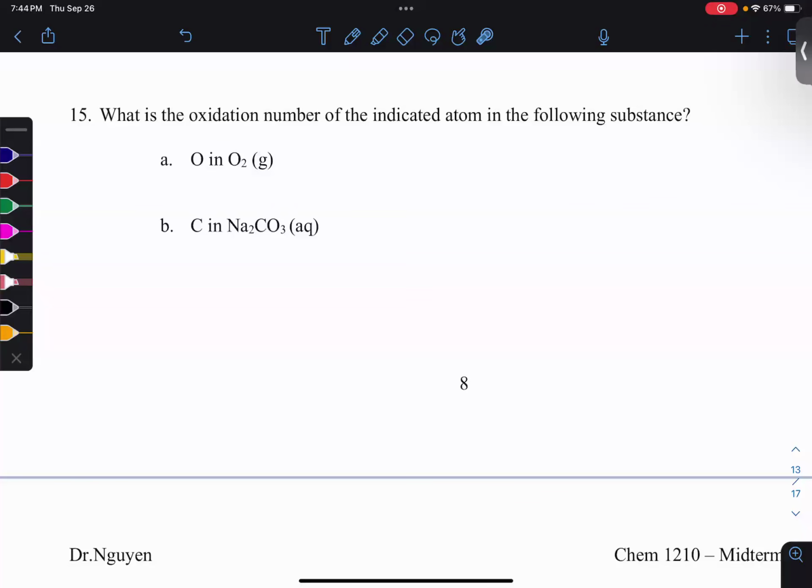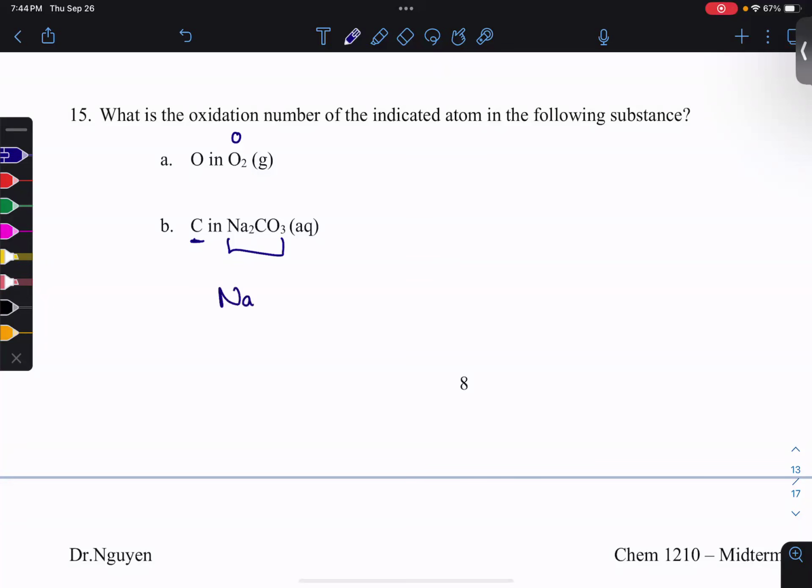So let's practice oxidation numbers. The trick is if you think charge, you will be right 98% of the time. So if I look at the oxygen in O2 gas, what is the oxidation number? 0, yes, because O2 is charge neutral. But if we wanted the carbon in this compound, we need to consider the oxidation numbers of everything, and they have to add up to the total charge of the compound. So what we're looking at here is sodium carbonate.